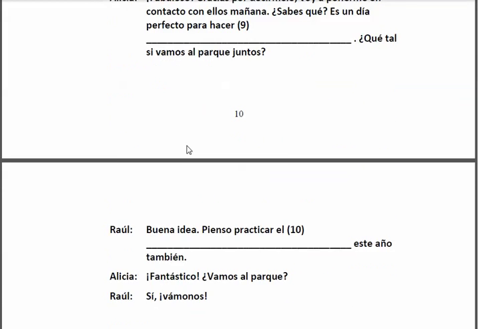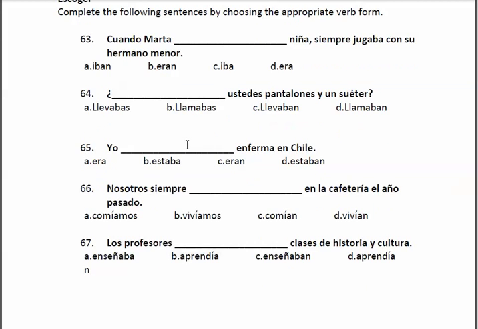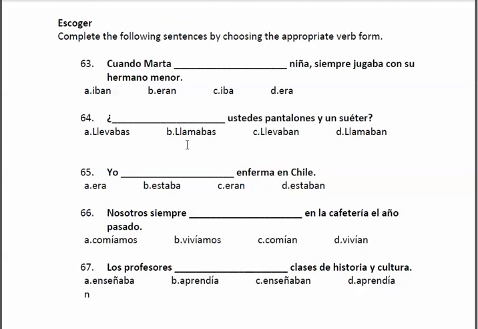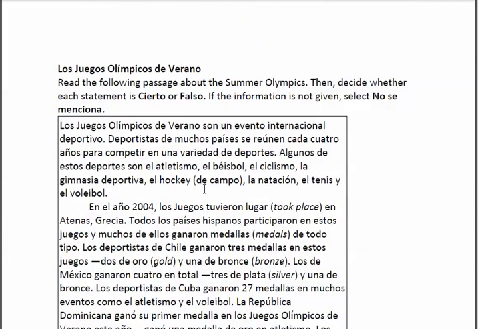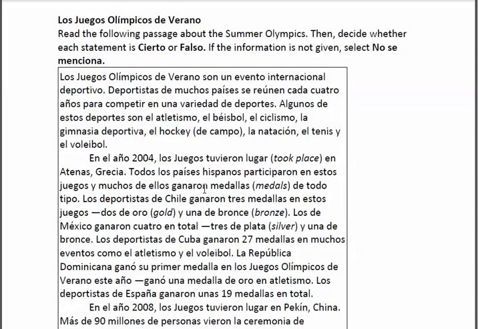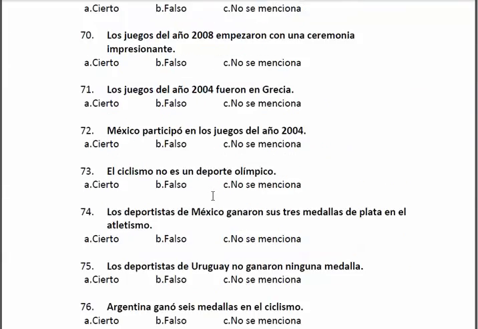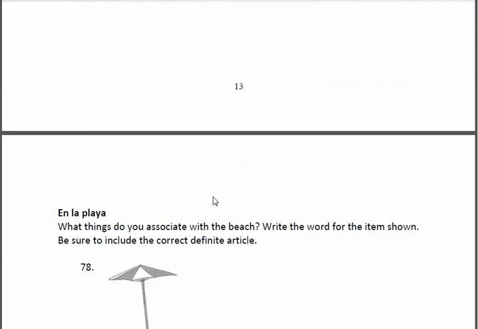You just read through the dialogue and plug in the word that would best complete the dialogue. Okay, escoger, complete the following sentences by choosing the appropriate verb form. Again, it's the same thing, you're given choices. This time it's the imperfect. You're not choosing between preterite and imperfect. It's all imperfect, and you're choosing which spelling and which verb would best complete the sentence. Then you've got reading. Los Juegos Olímpicos de Verano, you read the following passage about Summer Olympics. Answer the questions below, telling whether they're true, false, or not mentioned based upon what you've read.